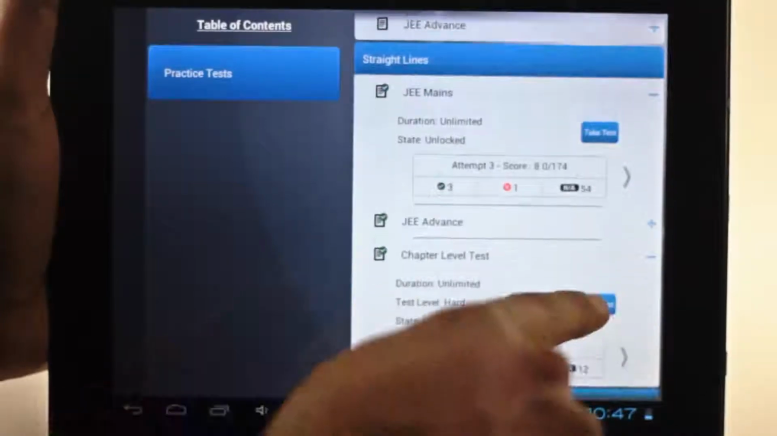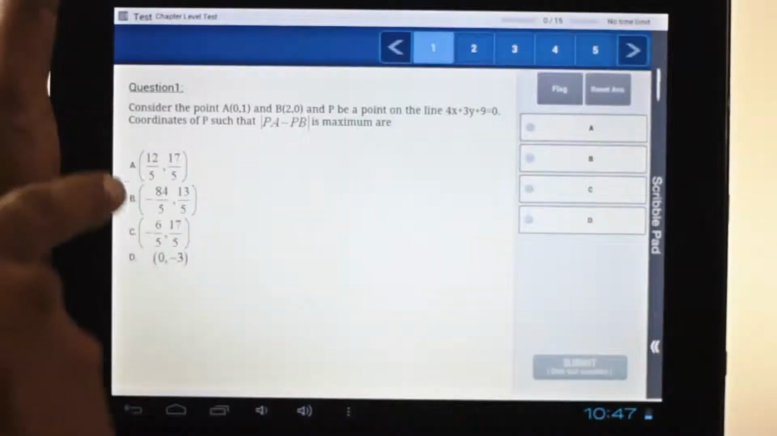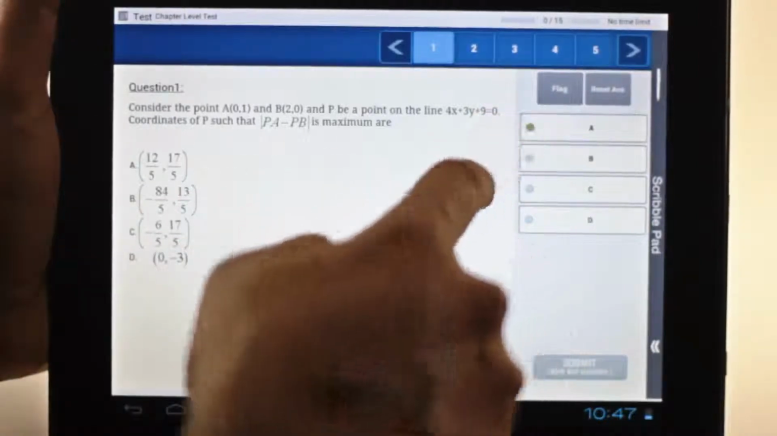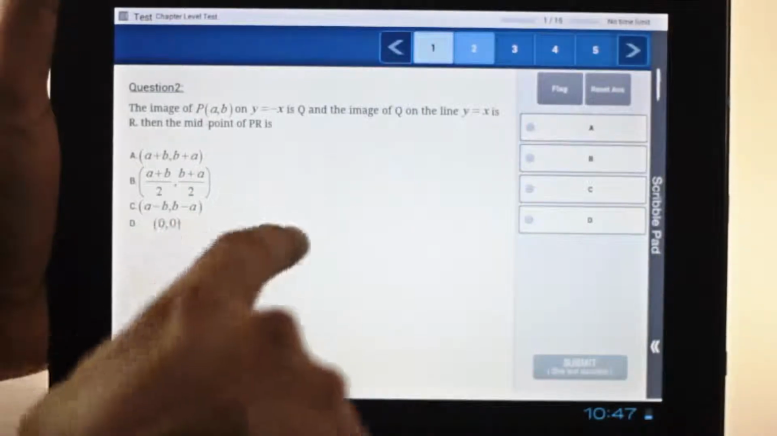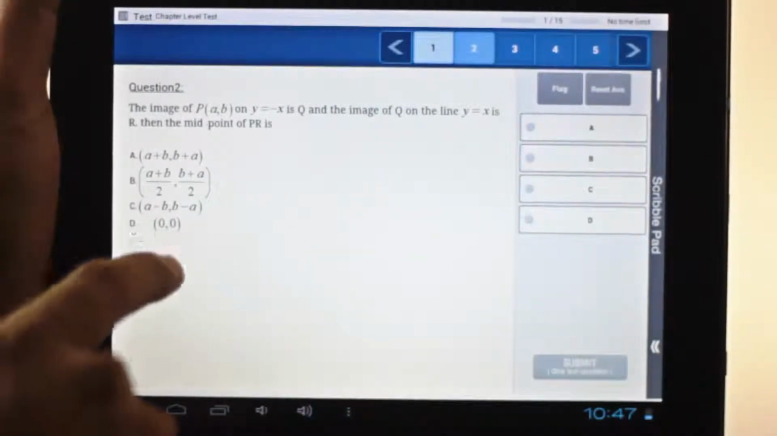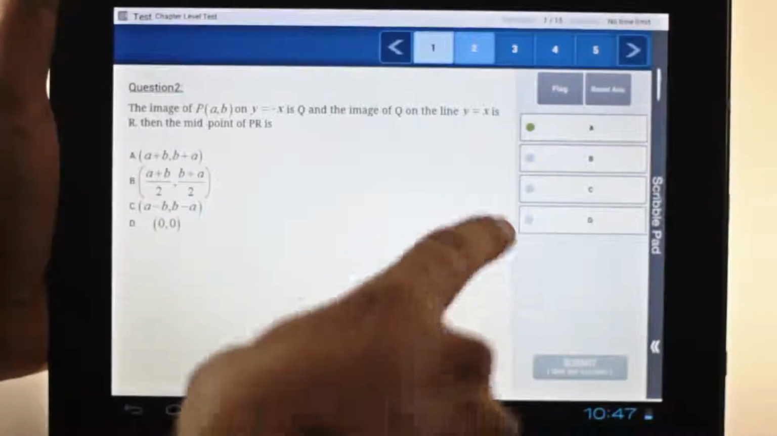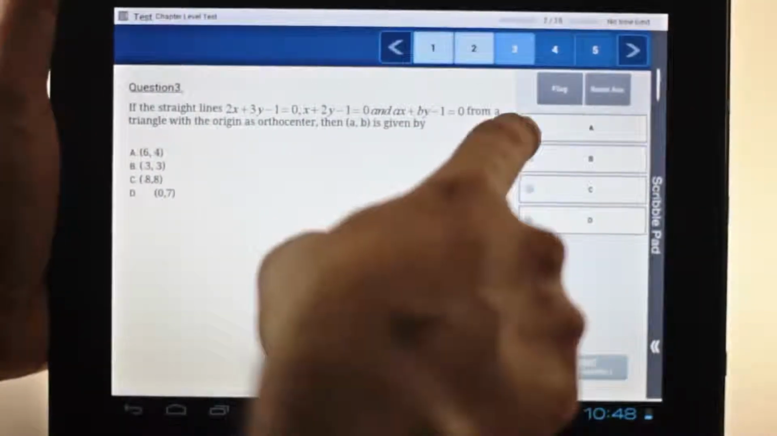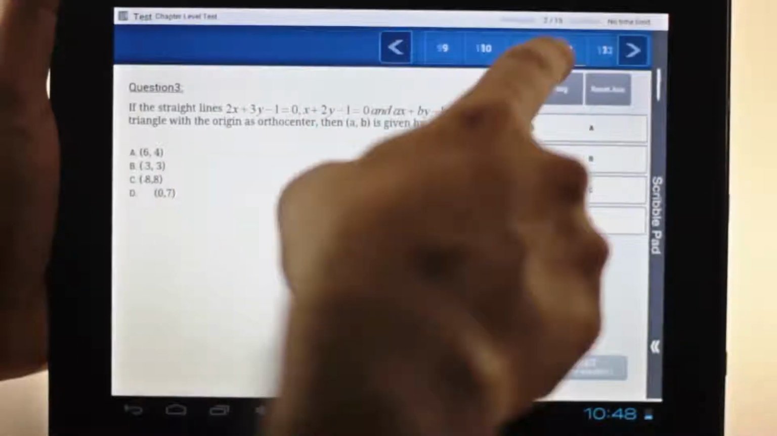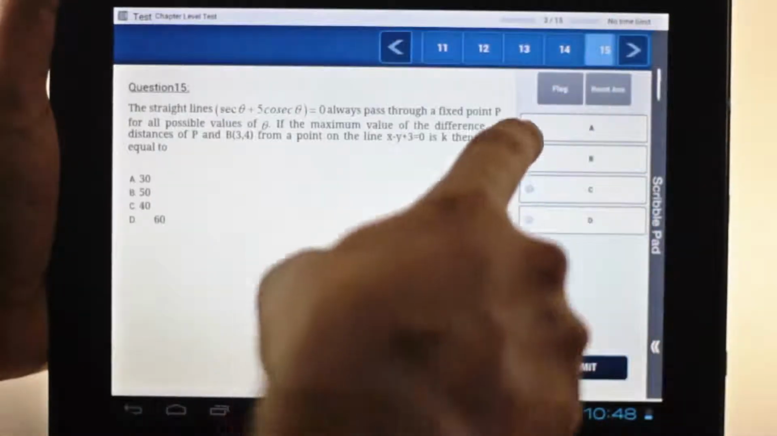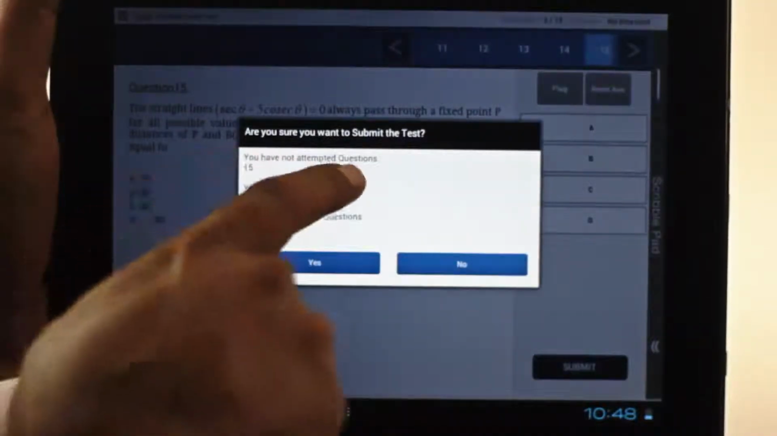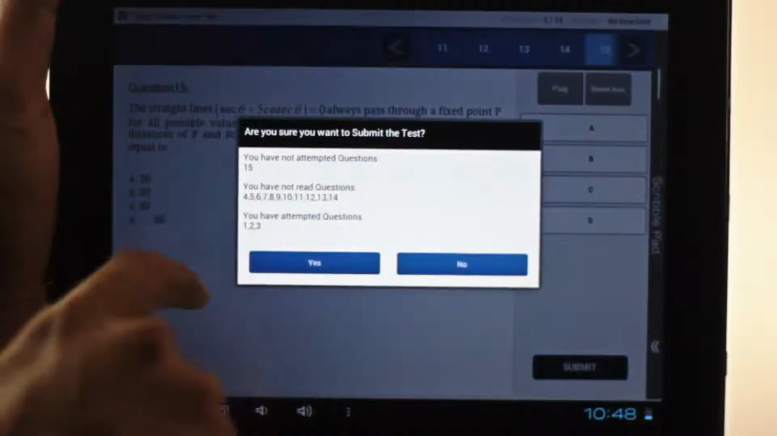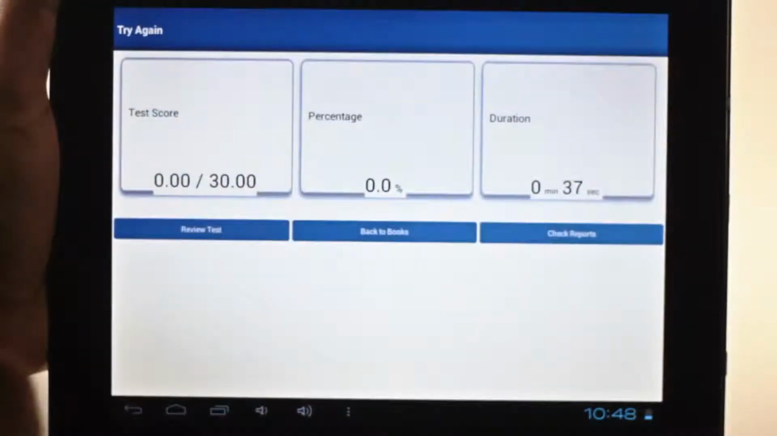Let me check. Take test. So you have questions on that particular chapter. You can mark one after the other. You can go to question number 2. You can see this particular test is more like a test and less of a practice. You immediately don't get answers. You have to go to question 1, 2, 3, and so on. So today, let me take you directly to question number 15. Check the answer and press the submit button. It says you have not attempted question number 15. You have not read these questions, but still I would like to submit. Oh, I'm bad. I got just 0.